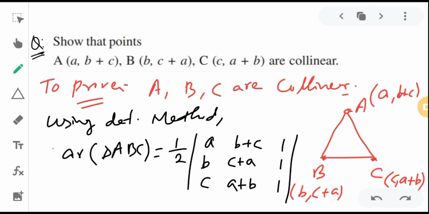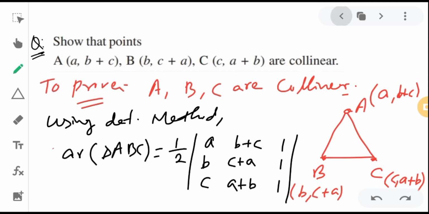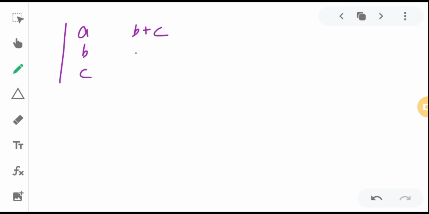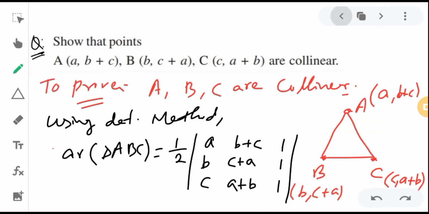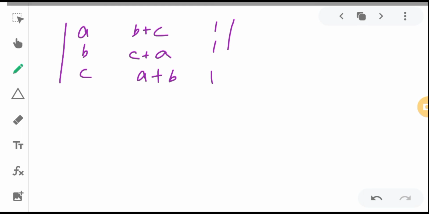Okay, so I will take the next page. I will solve that determinant a, b, c, and then b plus c, because the main thing we have to do is solve the determinant. If we are able to solve the determinant, it will give a value, and we will put that value there.